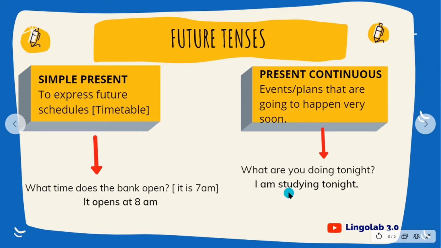Example, hey, what are you doing tonight? What are you doing tonight? I'm studying tonight. All right, so present continuous can be used as future to express near future, and simple present to express schedules or a timetable. Let's go for more.